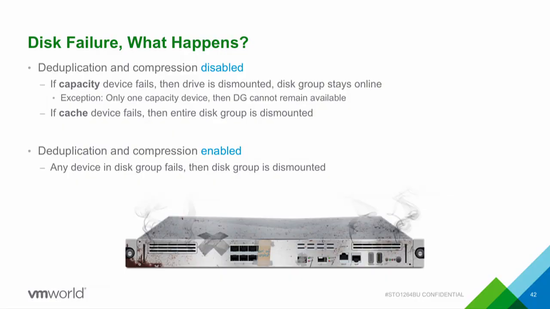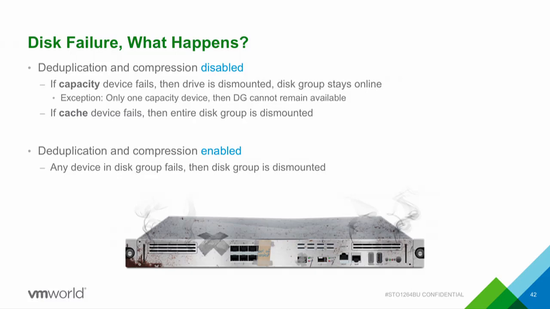Now, of course, there are different types of scenarios when it comes to a disk failure. We've just asked if there were any hybrid customers in the room, and if there were any all-flash customers in the room, and it was probably a 50-50 mix. And there are different types of failures. So if you have a hybrid solution, in that particular case, deduplication and compression will always be disabled. And if a capacity device fails, that particular capacity device will be unmounted or dismounted, and the rest of the disk group will stay online.